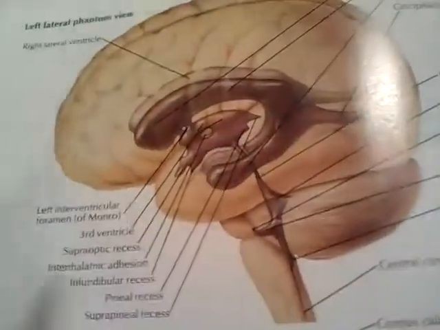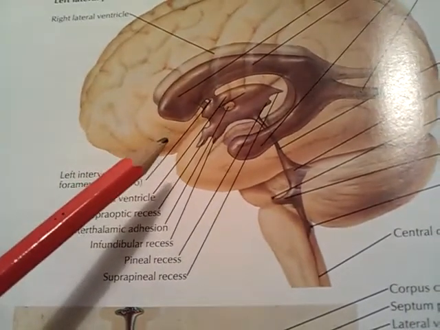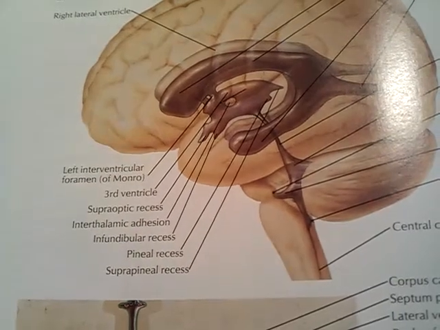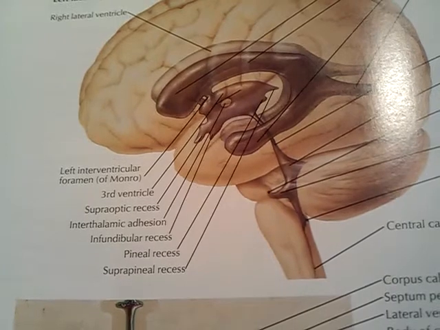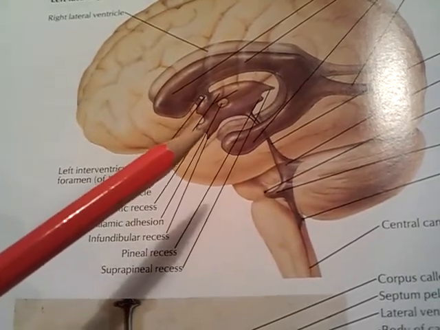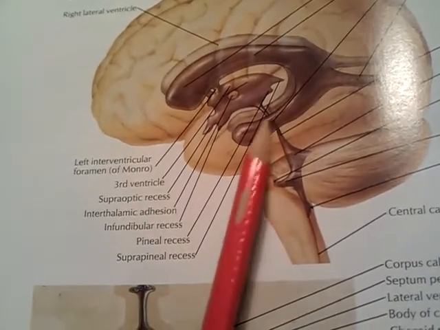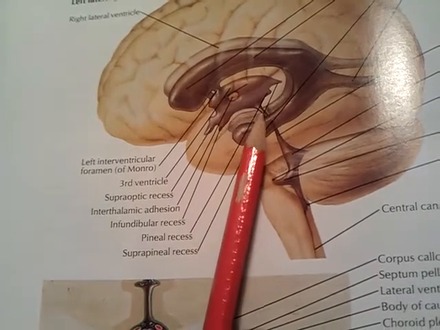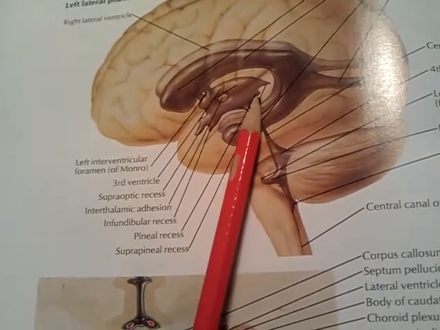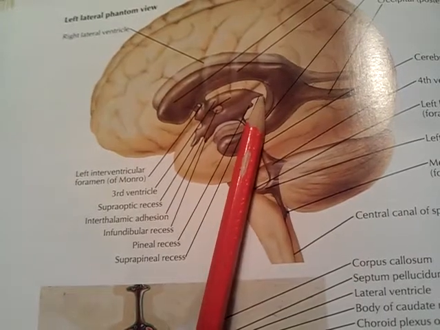The anterior wall is formed by the columns of fornix, anterior commissure and lamina terminalis. And here you have a supraoptic recess and infundibular recess. The posterior wall is narrowed when you get close to the cerebral aqueduct, and it projects as the pineal and suprapineal recess.